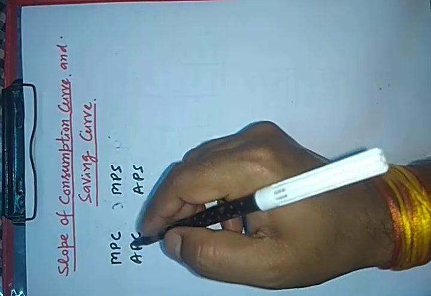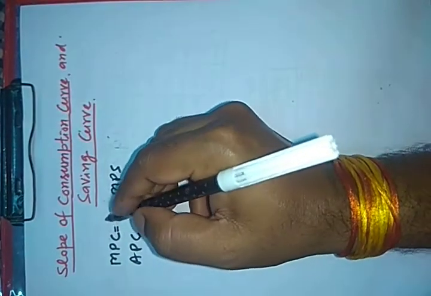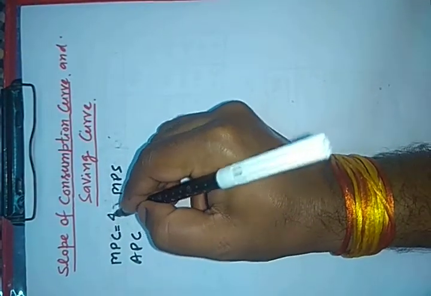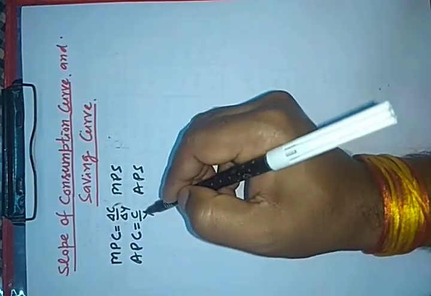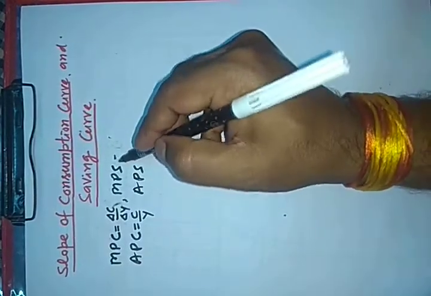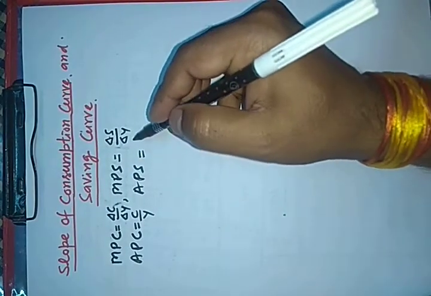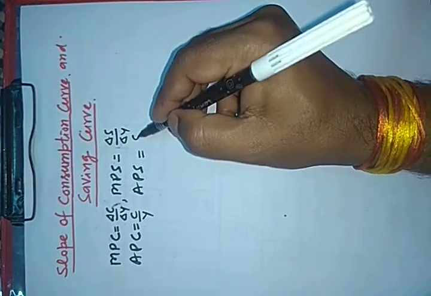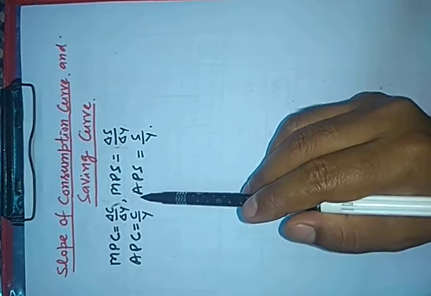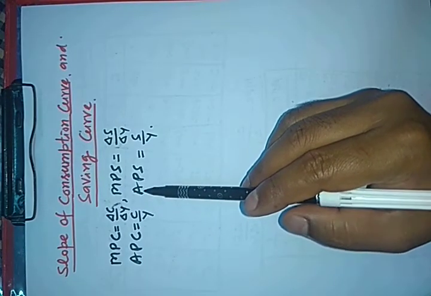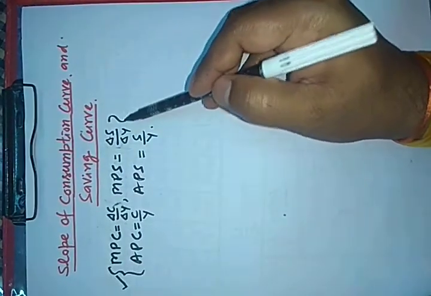Right? And the formulas of these four terms were already discussed. This is denoted as delta C upon delta Y, and this is denoted as C upon Y, and in the same way this is denoted as delta S upon delta Y, and this is written as S upon Y. These are the four important concepts related to the propensity to consume and propensity to save.